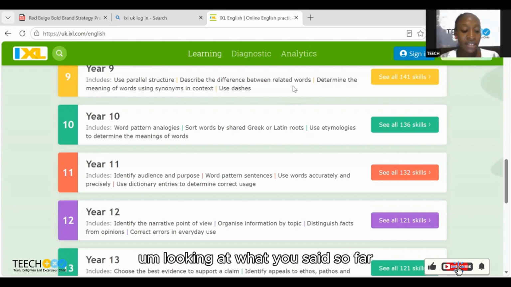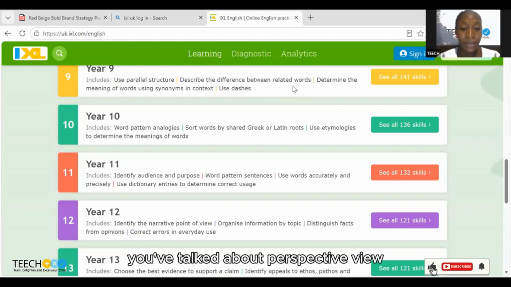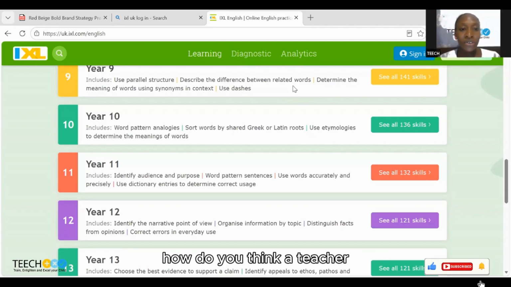Looking at what you said so far, there are so many aspects to English. There's the language analysis, there's the structural analysis, there's creative writing. You talked about perspective, viewpoint, and all of that. So how do you think a teacher, or how should a teacher progress?